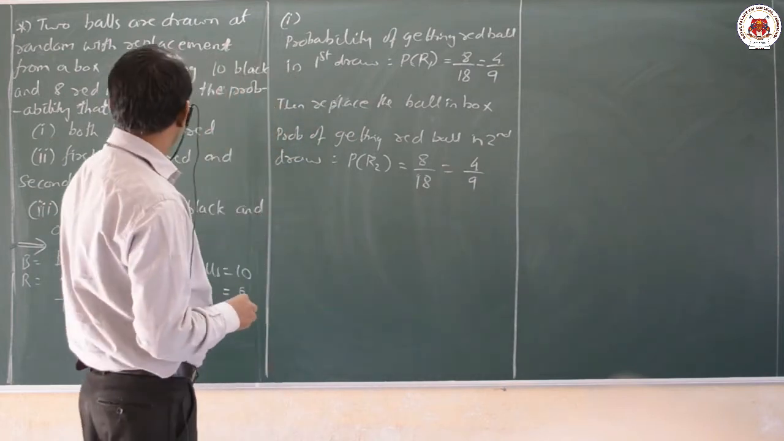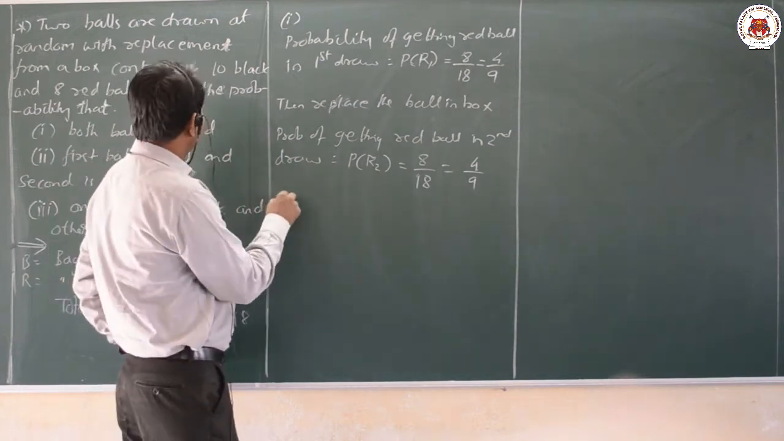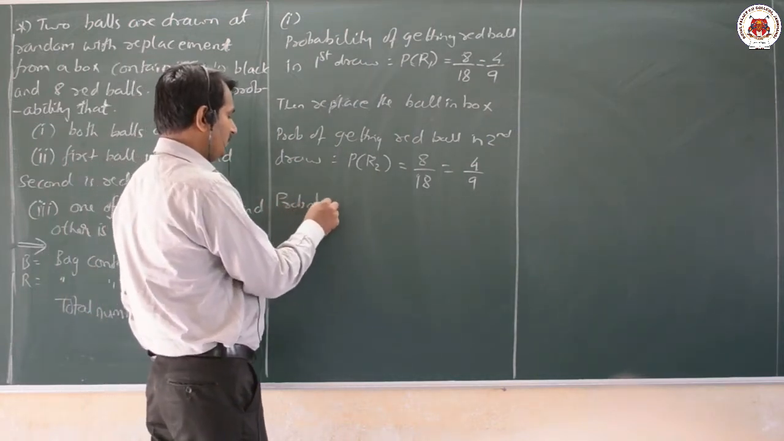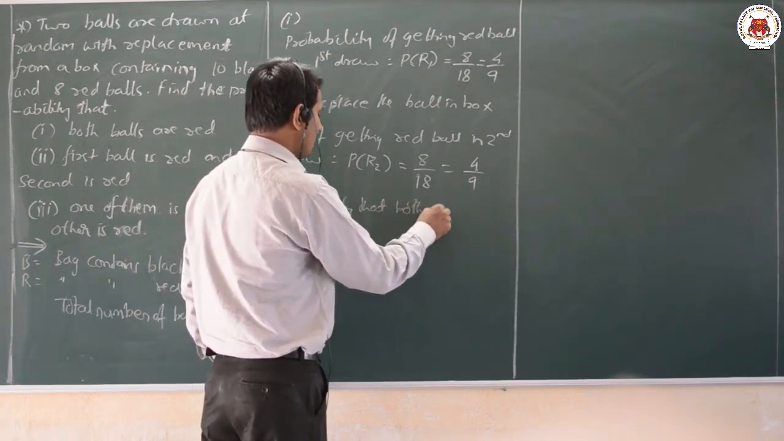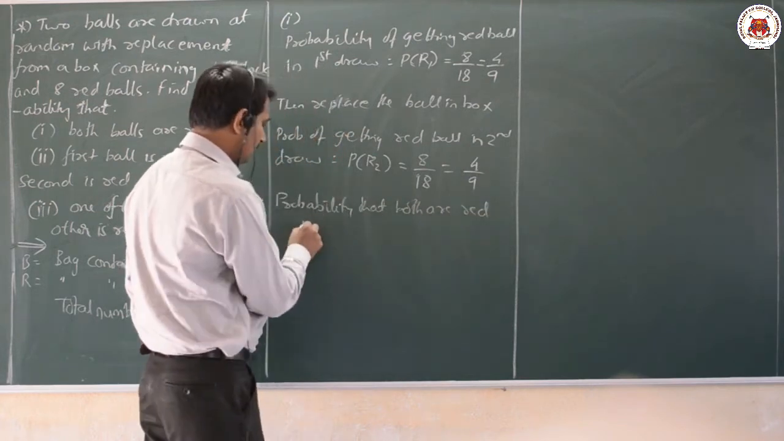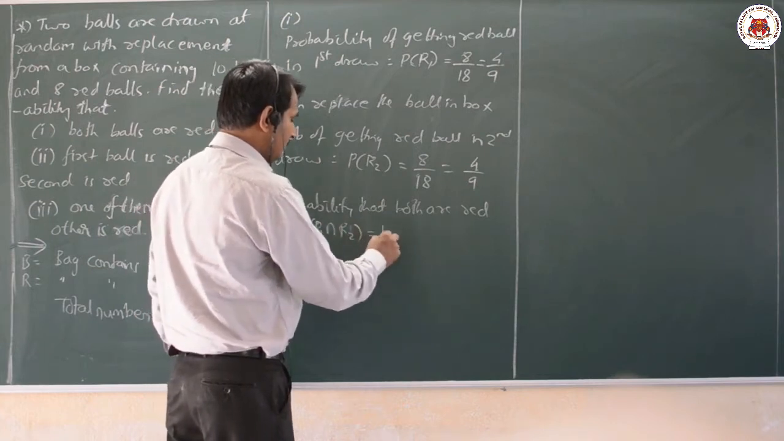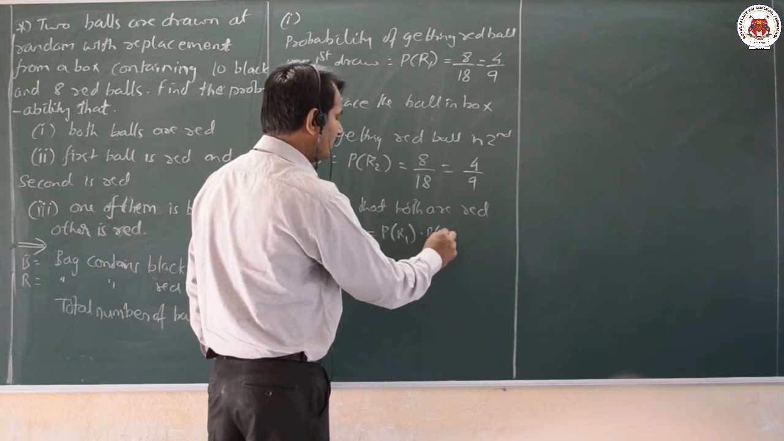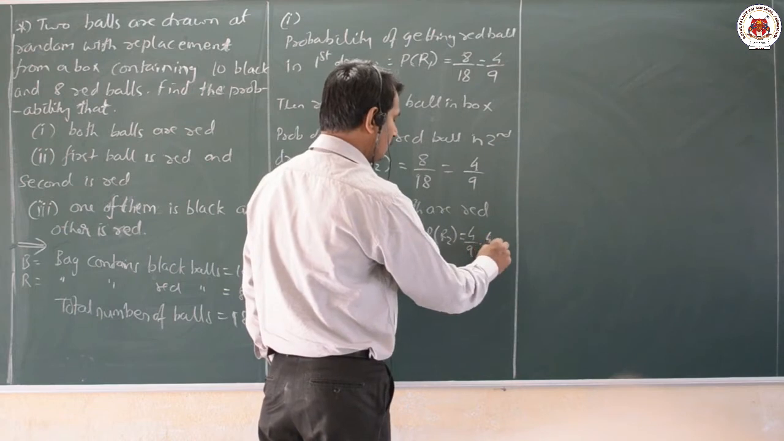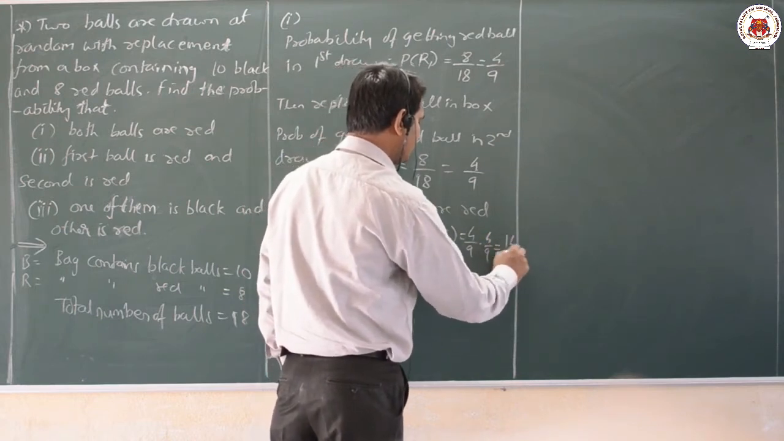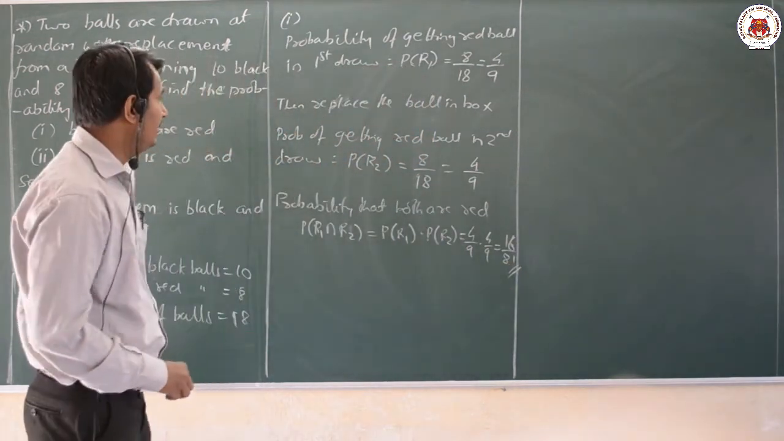Now what I require is that both the balls are red. That is, the probability that both are red, which is P of R1 intersection P of R2, that is P of R1 into P of R2. That means we get 4 by 9 into 4 by 9, which is 16 divided by 81, and that is our required result. Very, very simple and easy.